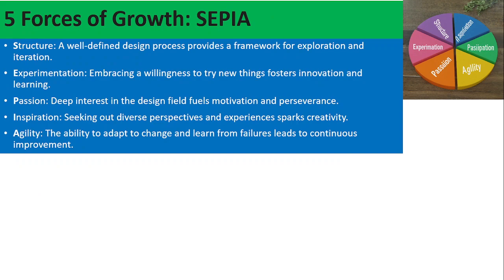Five forces. I already told you the SCPIA, DCAFE, and valve. Now I want to explain what SCPIA is. SCPIA means structure, experimentation, passion, inspiration, and agility. In that, what is meant by structure? Structure is a well-defined design process that provides a framework for exploration and iteration. Then what is experimentation? It means embracing a willingness to try new things, which fosters innovation and learning.